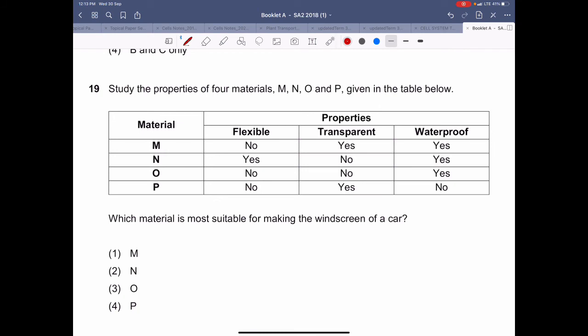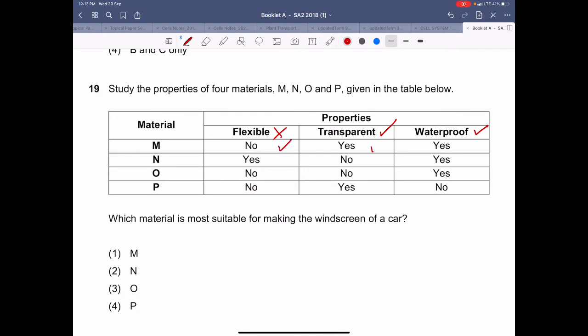So M, I ask you, does a car need to be flexible? No. Does a windscreen need to be flexible? No, you need it to be rigid so that it doesn't bend against the wind. Does it need to be transparent? Yes, because you need the maximum amount of light to enter. Does it need to be waterproof? Yes. So based on this, straight away you can eliminate already. M, wrong already. Okay, sorry. M is correct for flexibility.